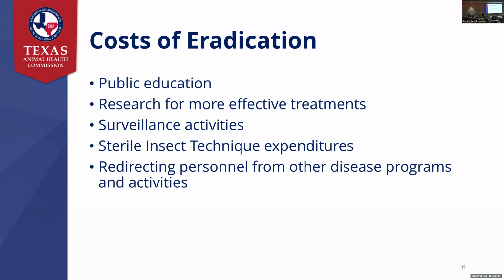So cost of eradication, obviously the public education and producer education is involved. Money to research more effective treatment. There are products on the market in South America that aren't approved for use here in the United States. So hopefully we can bring some of those products to the United States and put those to use if we get New World screwworms. So surveillance activities are very important in the eradication and control of New World screwworms, as are sterile insect technique expenditures.